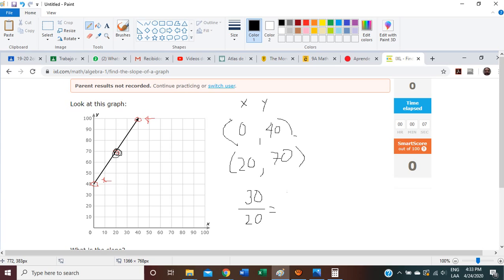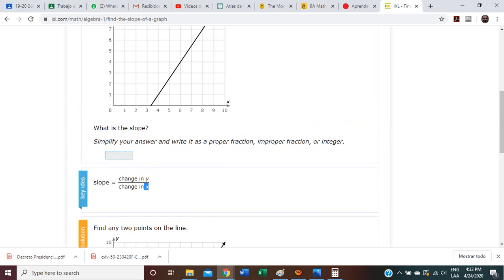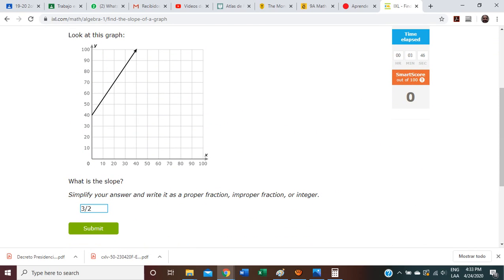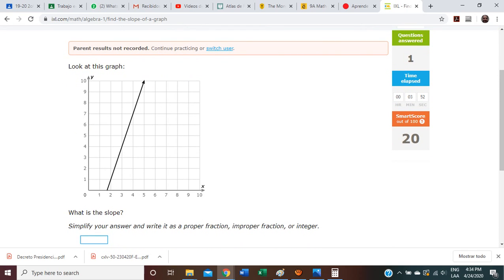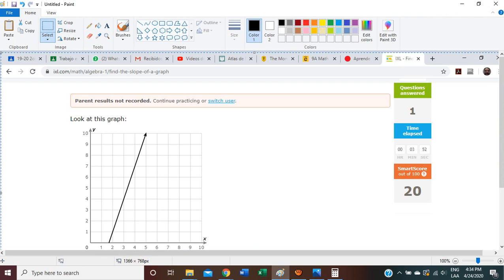We can simplify it by saying 3/2. So this is the final answer, and we just write it right here. 3/2. All right, awesome. Okay, let's solve the second one. Let me go to this part. Remember I need to identify which points I am going to use or focus on.